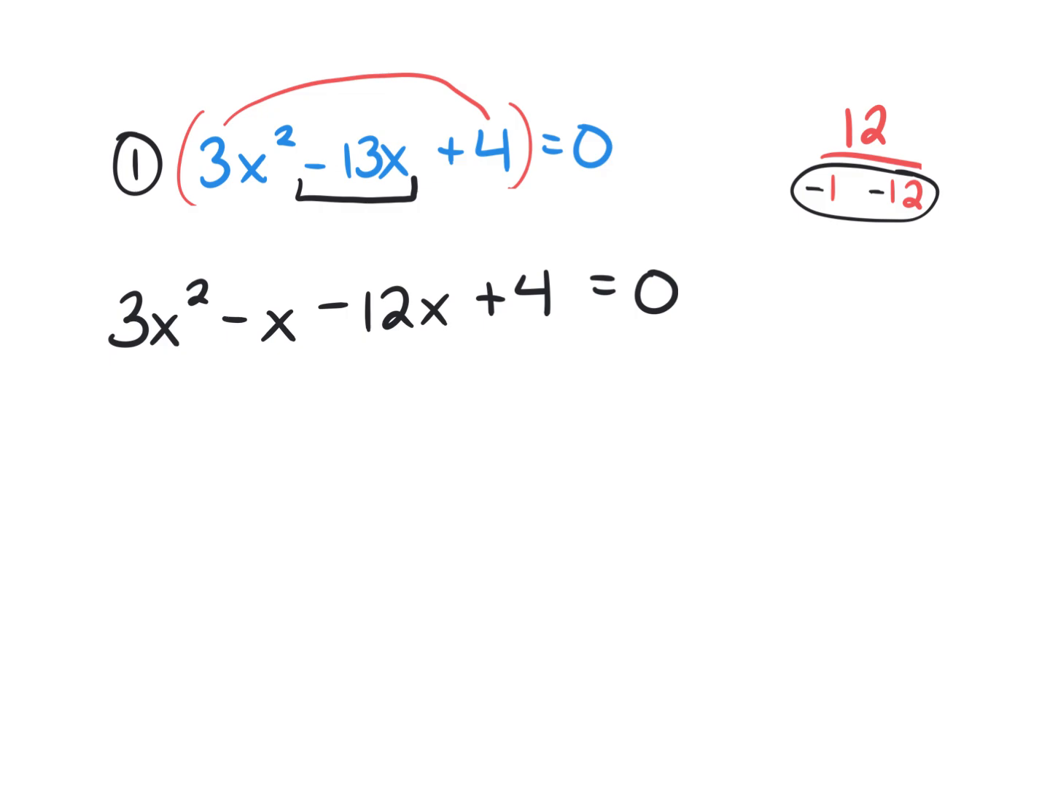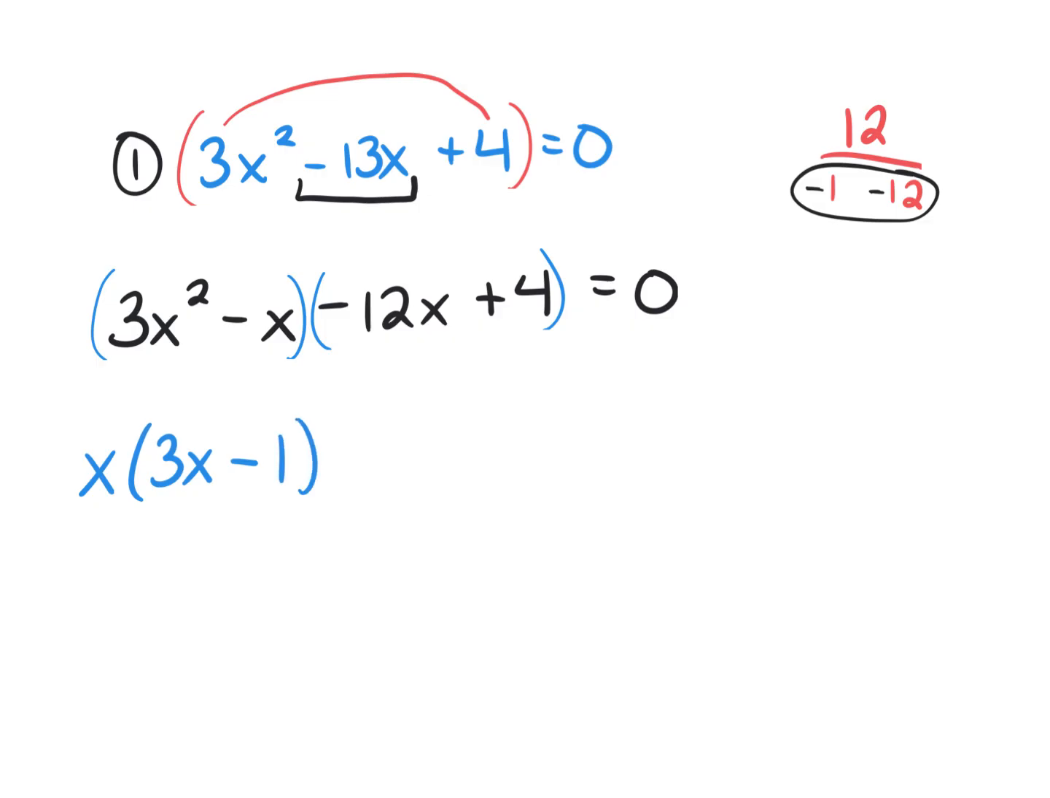Yep, so we're going to group these terms. What can I take out of this section here? I can take out an x. What is left? 3x minus, we still need a placeholder here. A 1. A 1, yep.